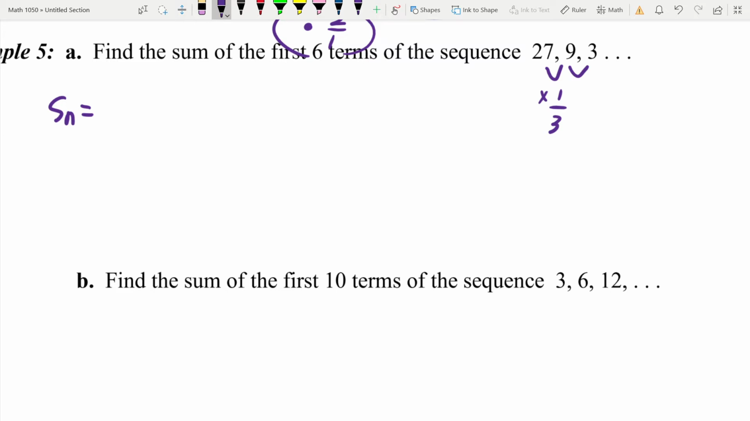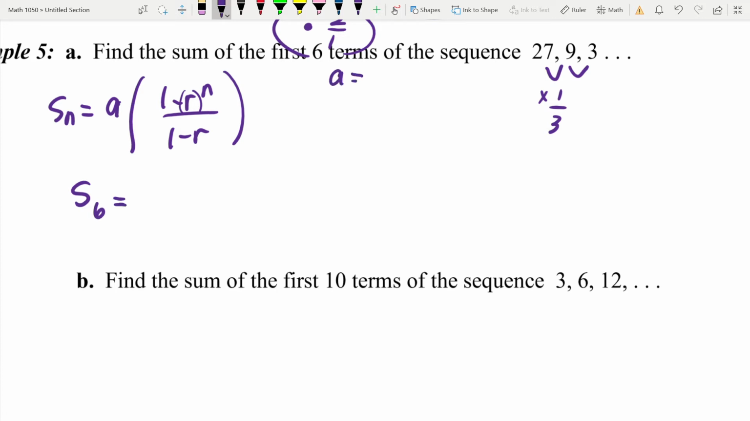Sorry. Yep, A. I'm going to do a parenthesis: 1 minus r to the n over 1 minus r. If you don't throw parentheses around it like this, it's okay. Just know that when you put the number in, you need to put parentheses around it. Okay? Okay, so the sum of the first 6 terms.